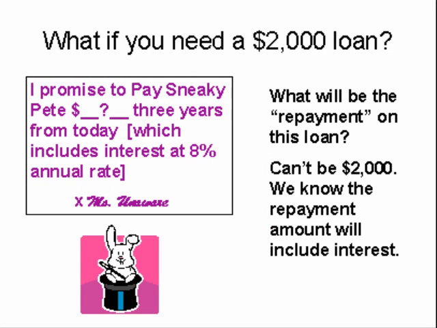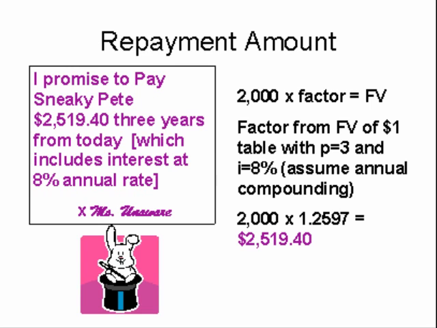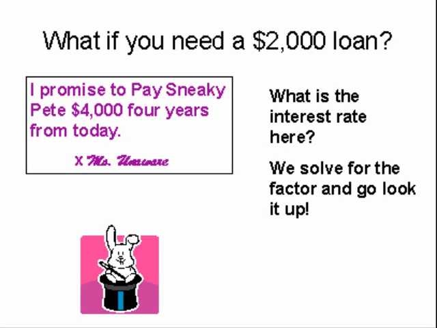What if you want a $2,000 loan and you're wondering, what's the repayment amount? Can you calculate that? What do you need? Right, future value of a dollar table. Go and get your factor and solve for the repayment amount, $2,519.40. That's exactly right. So the difference between the $2,000 loan and the repayment amount is the interest.